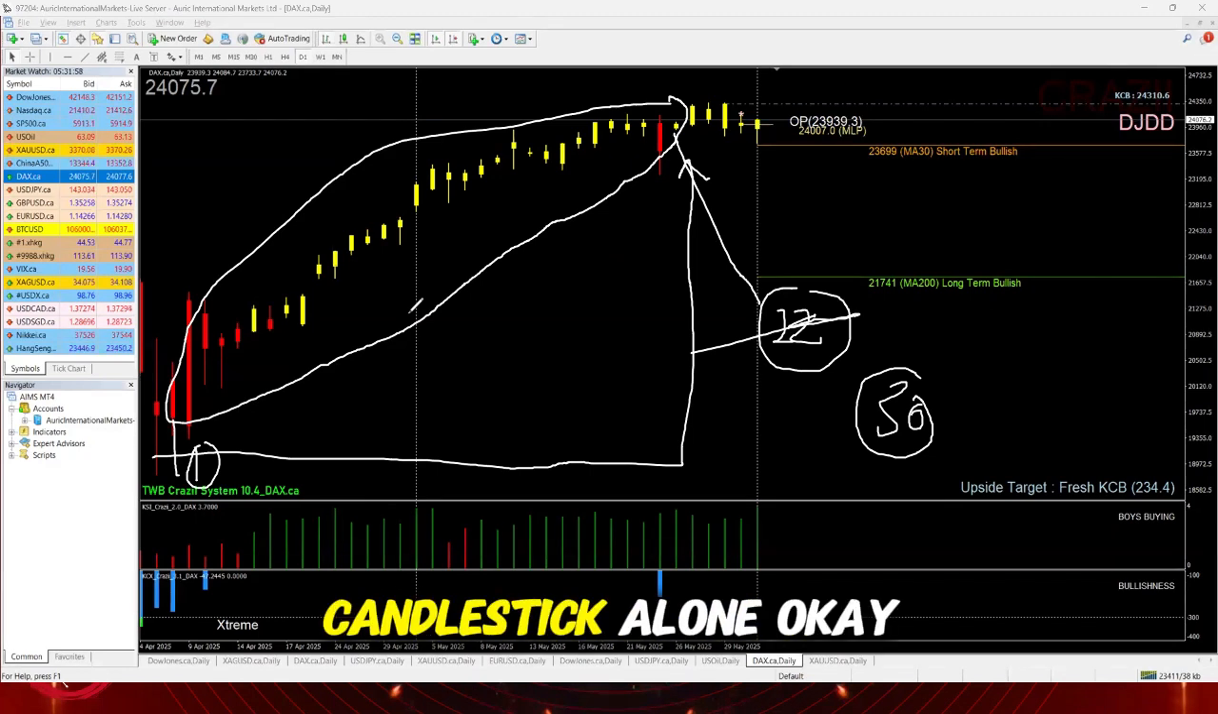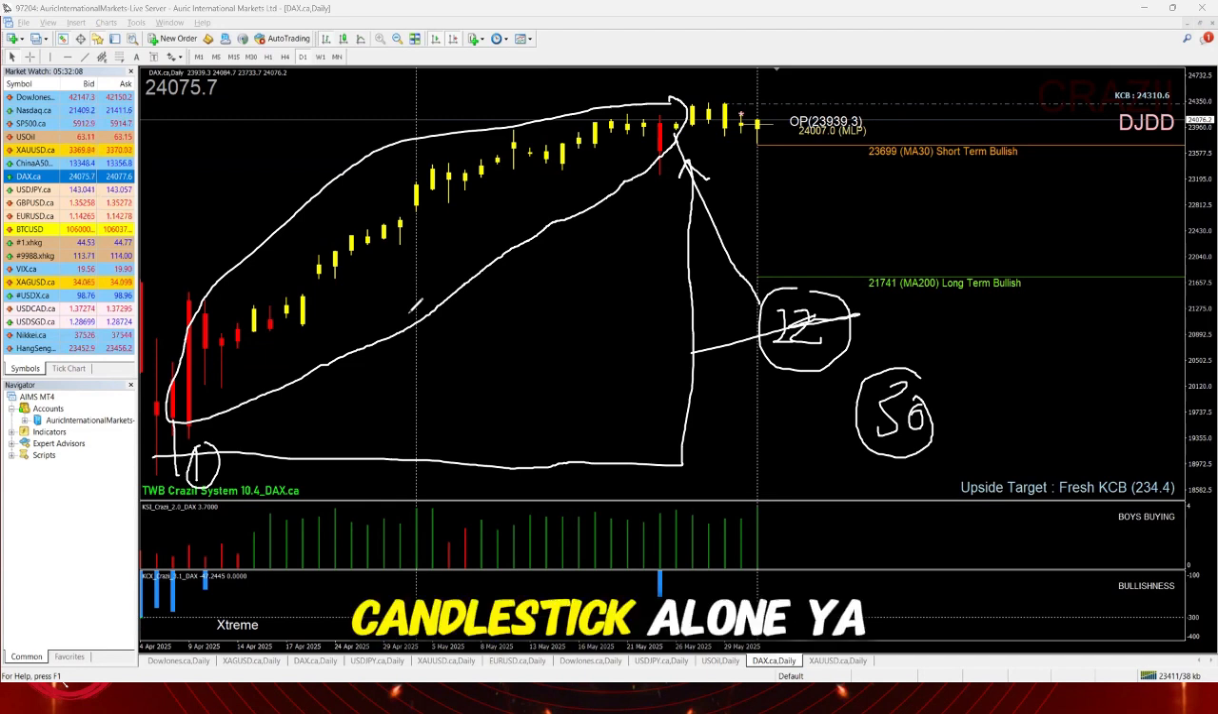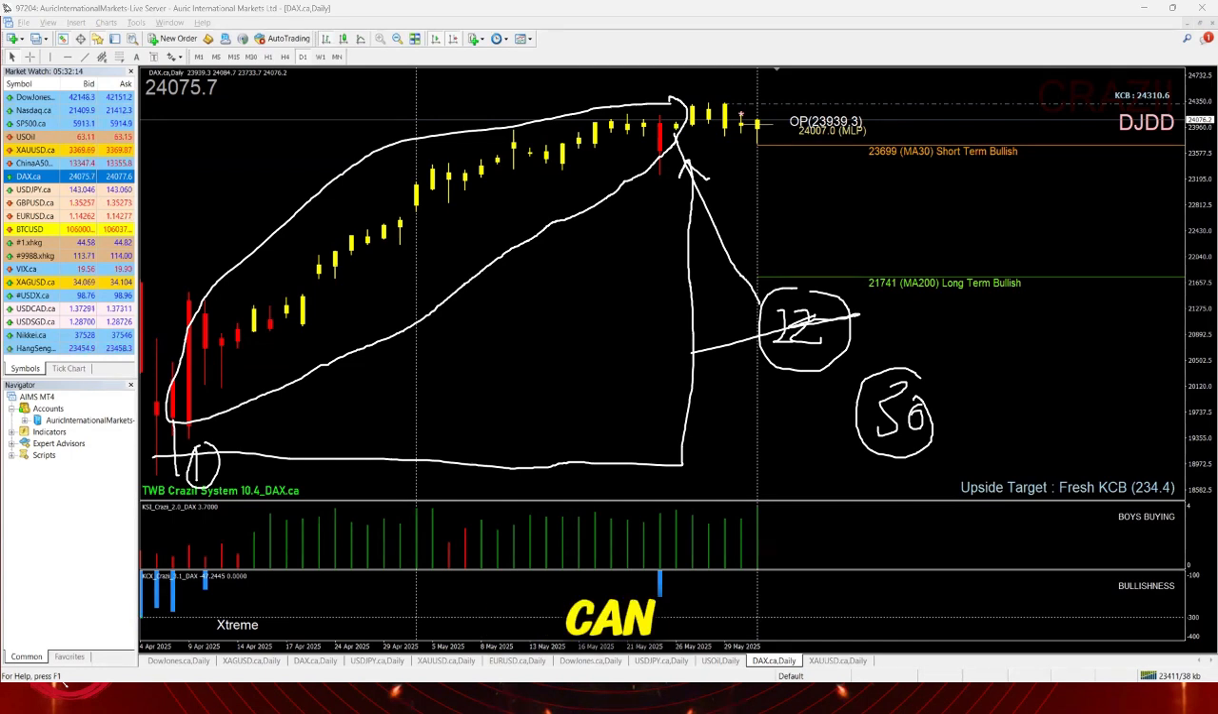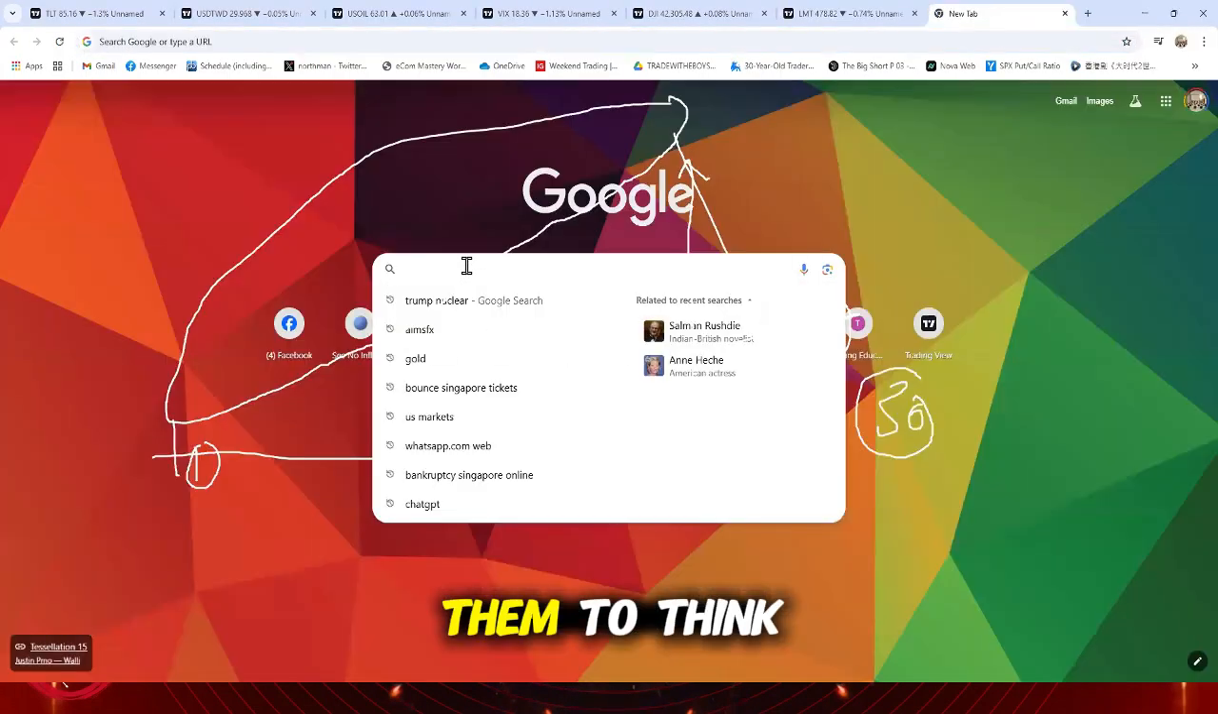Now, candlestick alone, there are 55 to 63 patterns. Some books even illustrate as many as 80 patterns. Candlestick alone. Spinning top, doji, flag. All right, so maybe I can, let me just see, can I get this for you? Okay, hold on. Let me just give you a bit of sharing here.